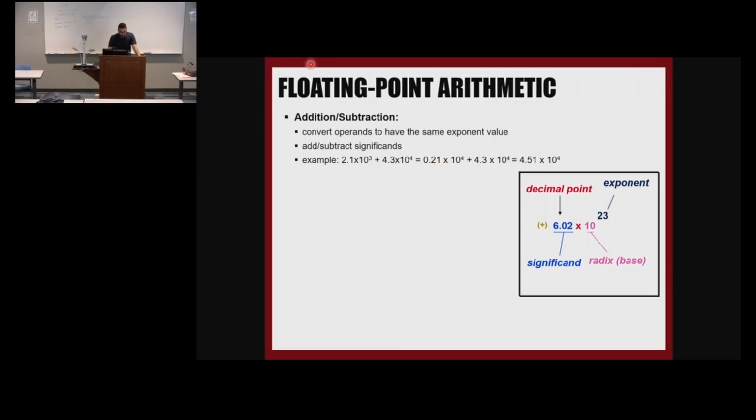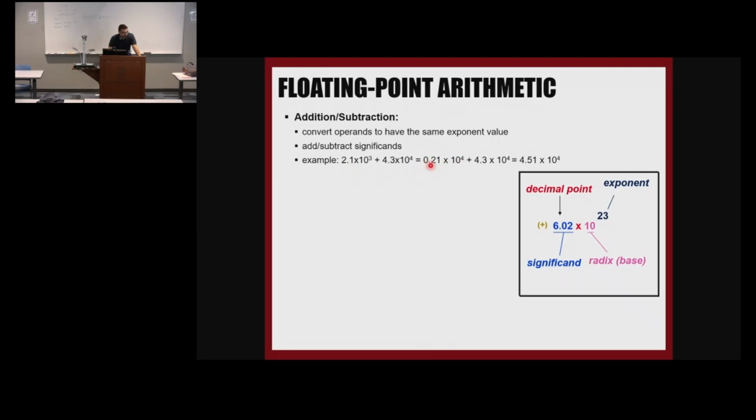So what we do is we convert the operands to have the same exponent value. If you want to add or subtract two numbers, for example 2.1 times 10 to the 3 and 4.3 times 10 to the 4, the first thing we do is change the operands so that they have the same exponent. After that, we can simply add or subtract the significands and keep the exponent as is. This is 2.1 times 10 to the 3. I shift it right once and adjust the exponent, and I get 0.21 times 10 to the 4.